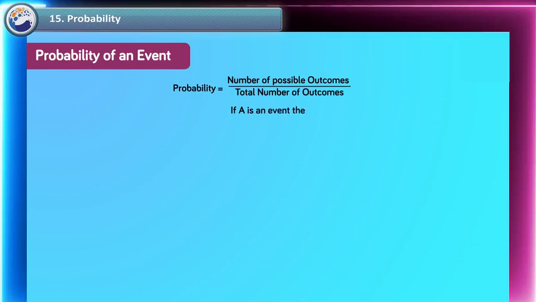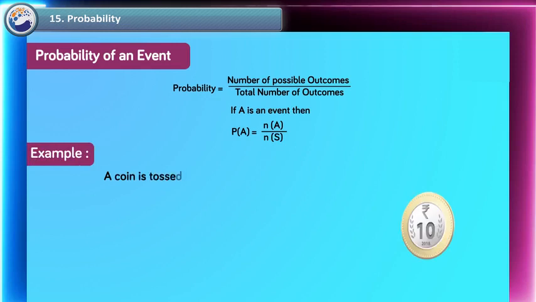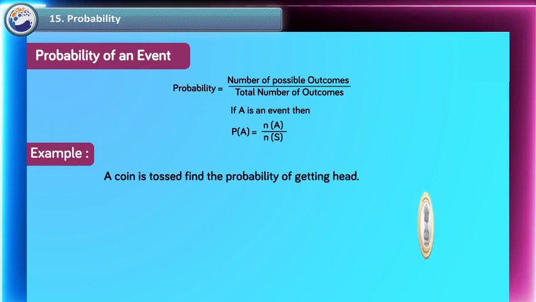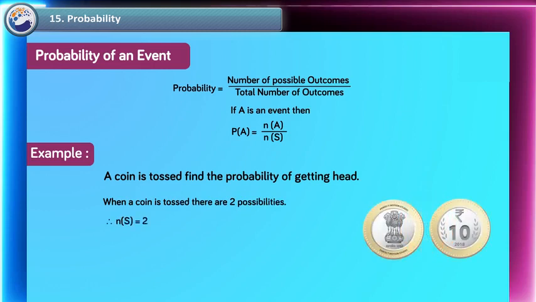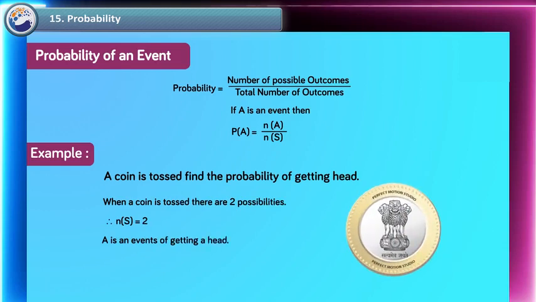Probability of an event. Probability of an event is the ratio of the number of possible outcomes to the total number of outcomes. If A is an event, then probability of event A is the number of elements in A upon the number of elements in sample space S. Example, a coin is tossed. Find the probability of getting head. When a coin is tossed, there are 2 possibilities, getting a head or a tail. Therefore, the number of elements in sample space is 2. A is an event of getting a head. There is only 1 element in event A. Therefore, P of A is equal to n of A upon n of S, which is equal to 1 upon 2.